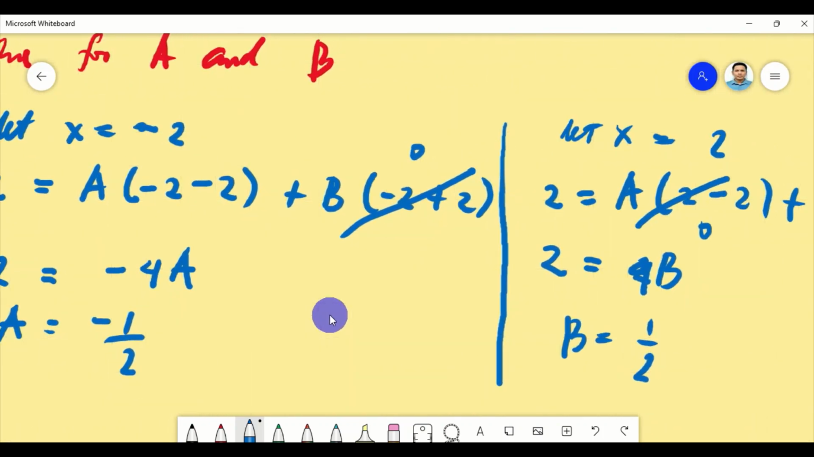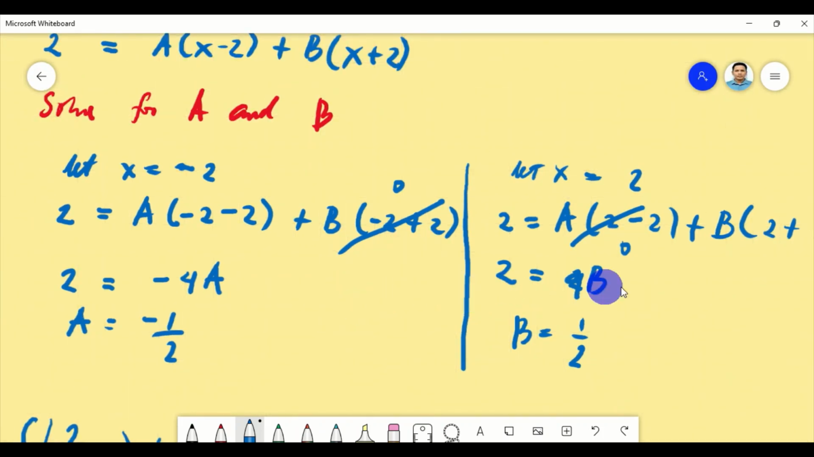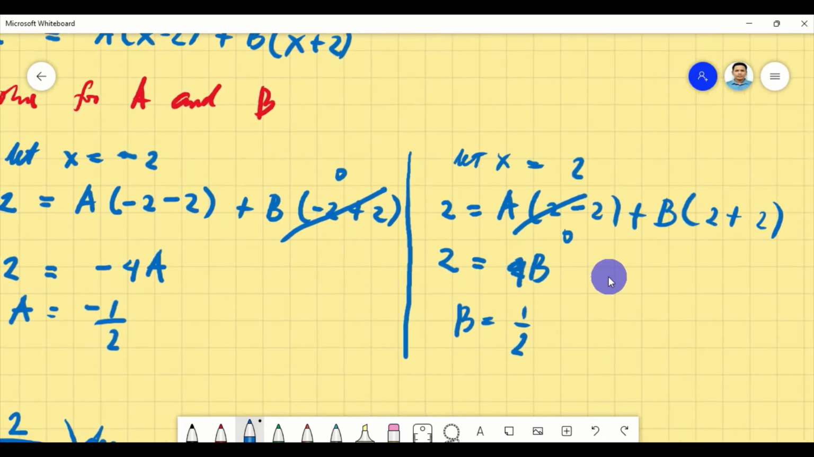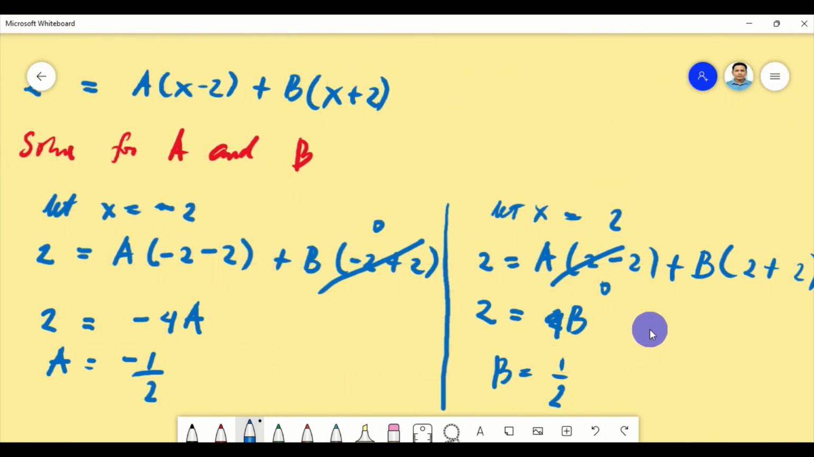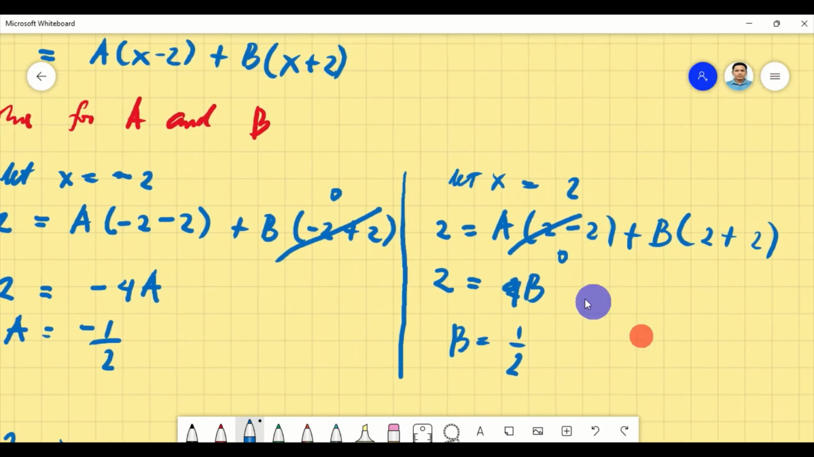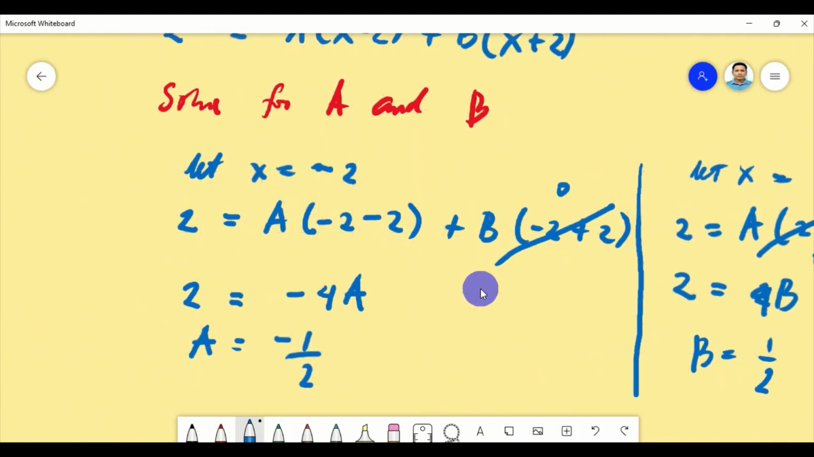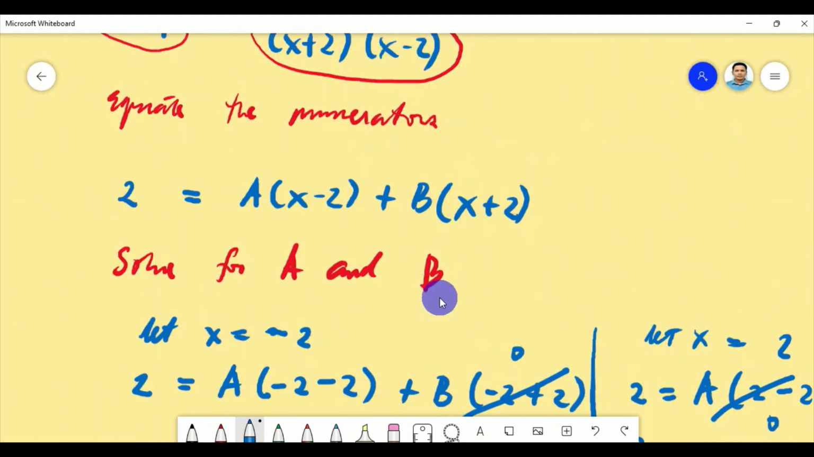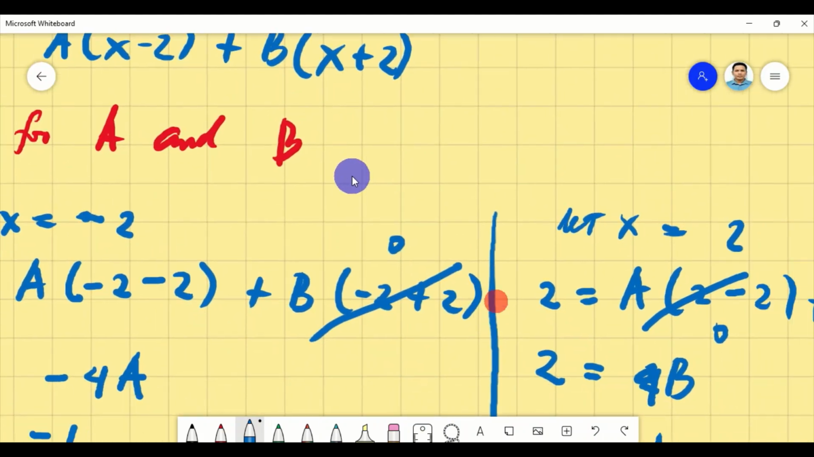Okay, you do the same with the next expression, that is solving for the value of b. So you think of a number that will make your a, or the first expression, equal to 0. So in this case, our x will be equal to 2. So substituting x equal to 2 into the equation that I mentioned earlier, 2 is equal to a times x minus 2 plus b times x plus 2.